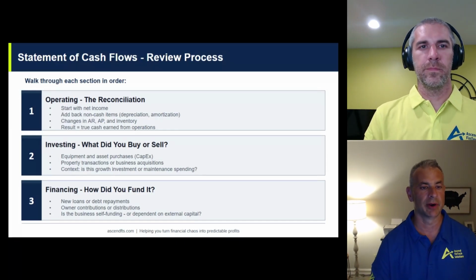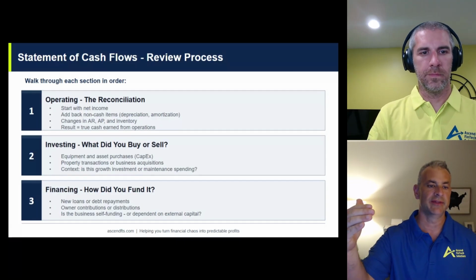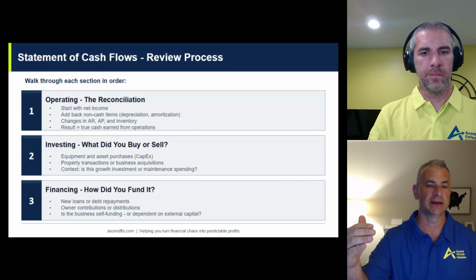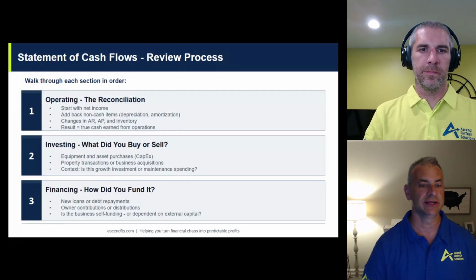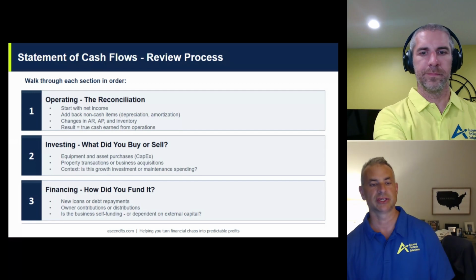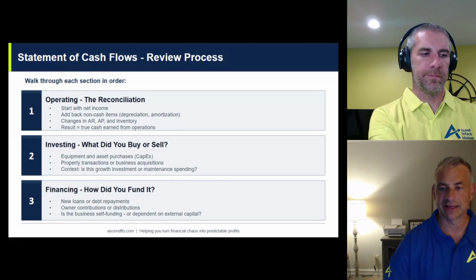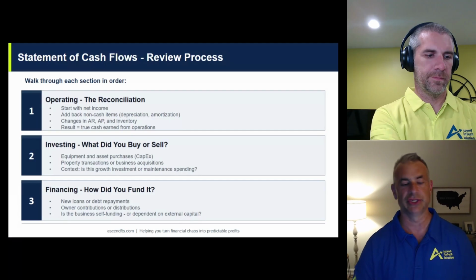Now the review process: walk through those three key buckets in order. Operating really starts with your net income. What did your business generate? Then it adds back non-cash items and covers some of the changes in the balance sheet to tell you that the business generated this much by selling things, delivering, and installing jobs.